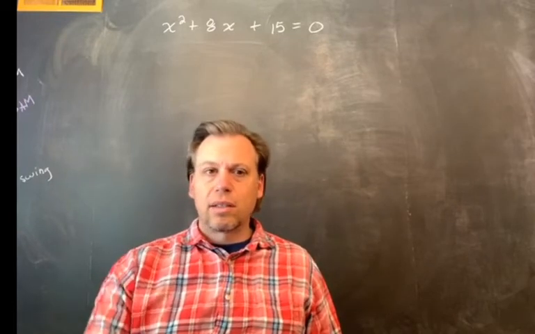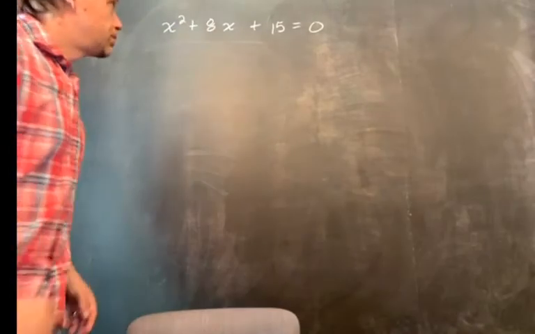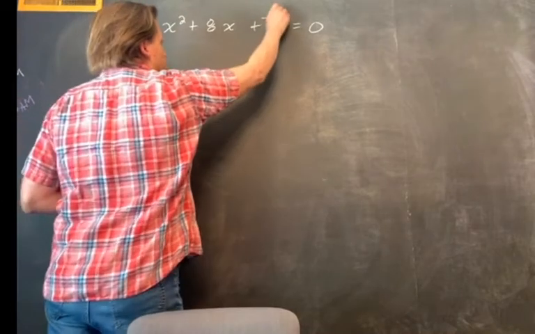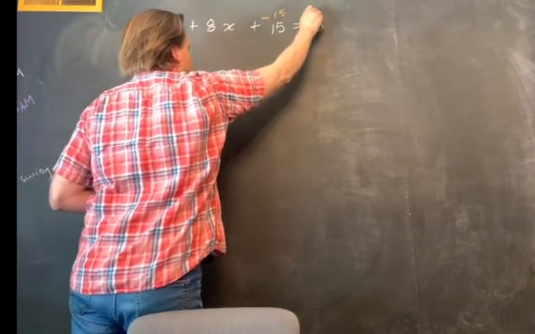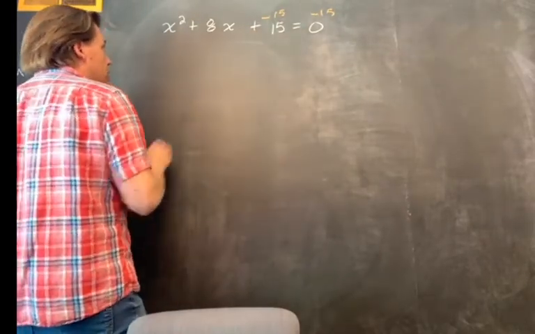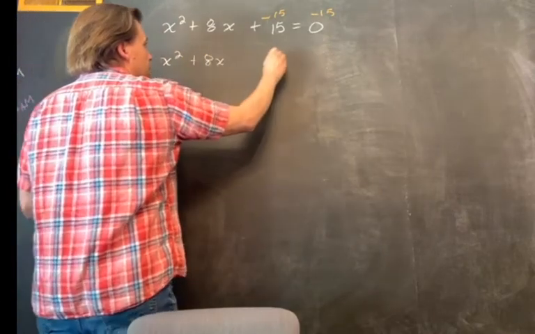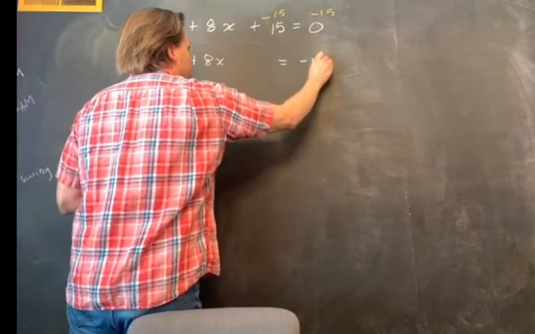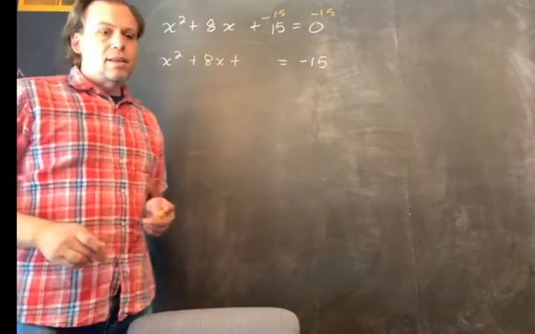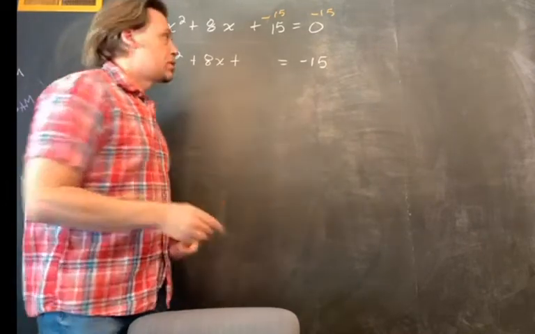So for completing the square, I need to do a couple of things. I'm going to rewrite the equation. What I like to do is first move the 15 to the other side so that it cancels here and I get a new equation, x squared plus 8x equals negative 15. And then what I'm going to do is add something to both sides of the equation.